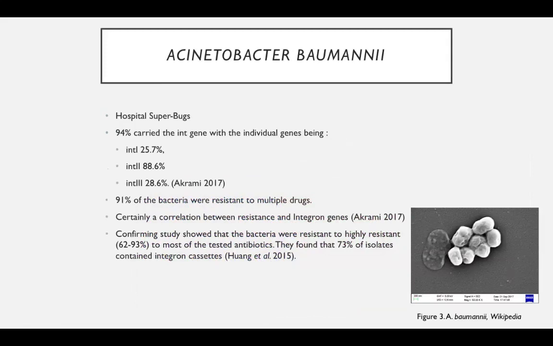So A. baumannii is a specific example. These are hospital superbugs, and research has shown that these are very resistant. I mean, even to vancomycin, which is a very powerful antibiotic. 94% in a specific study in 2017 carry the IntI gene. Okay. Now there's a distribution of the different classes here.